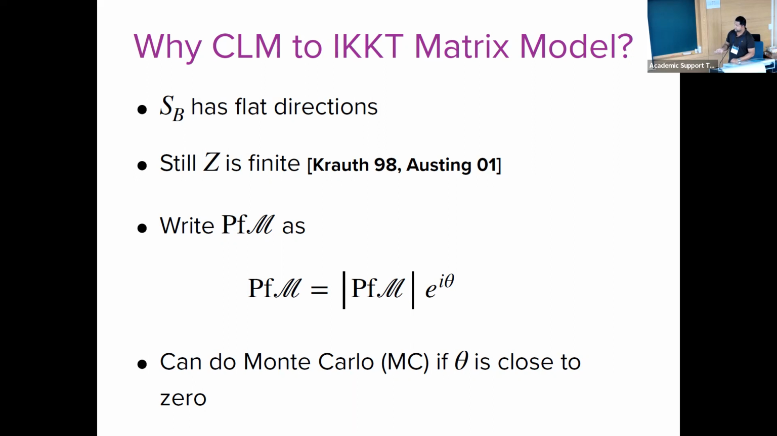Now let's write the Pfaffian in this way: the polar decomposition, the absolute value of the Pfaffian times a phase. If you want to do Monte Carlo, we can just ignore the phase and sample using the absolute value. Then the effective action is real, and we can do Monte Carlo. If theta is close to 0, ignoring the phase is okay, and it will produce results close to what we want. But if theta is large, if the phase fluctuates strongly, then there is a problem. We will not get correct results.